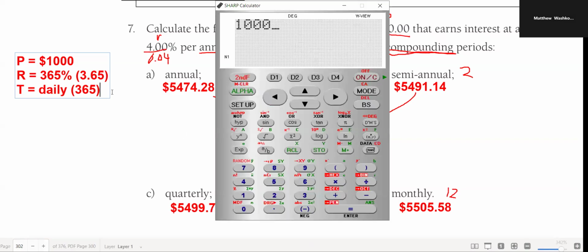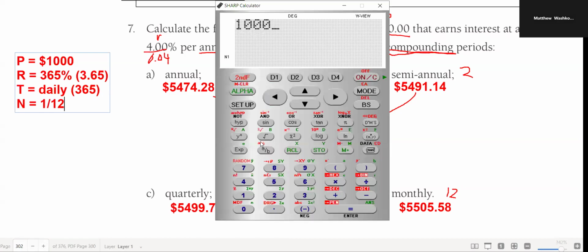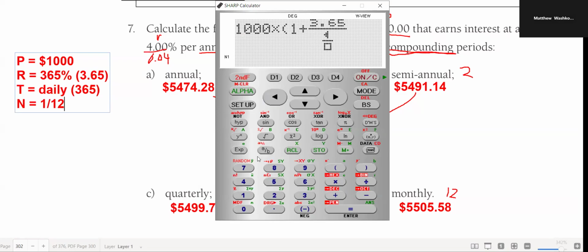I actually want to map this out for you. And let's just say, screw it. We're going to say it's a month, 1 over 12. 1,000 times 1 plus R. My R is 3.65, right? That is 365%. That's actual rates. Like that's not some obscene thing I'm doing. Now, n is 1 over 12. So I have to put a fraction in a fraction here, right?